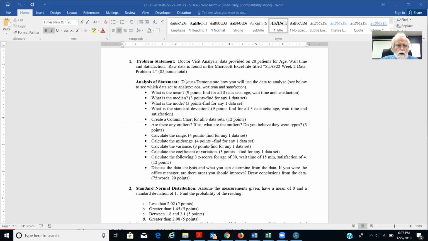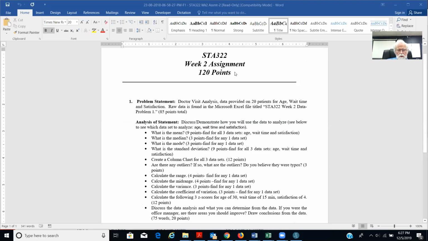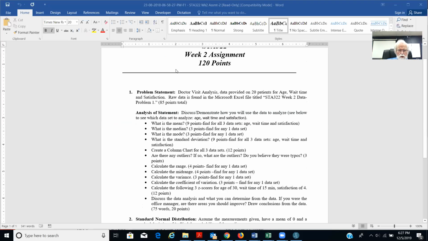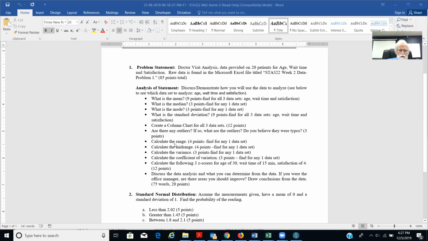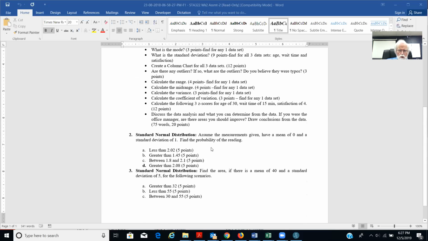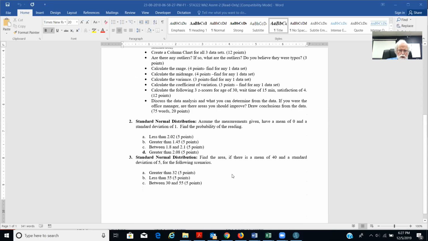Okay, so again, if we look at the assignment for this week, here in the statistics, it's about doctor's visits, and you're going to be doing some calculations of various measures of center. Then we're going to look at standard normal deviation. We'll go to the textbook for part of that, and to a couple of other sources as well that I will find along the way. So we'll get started here in a moment.